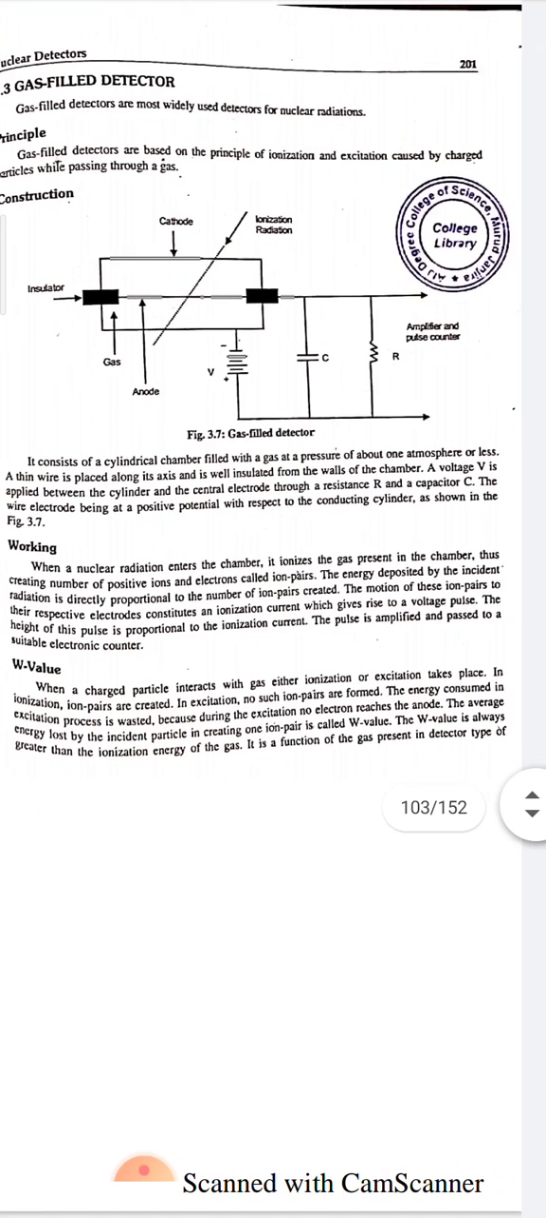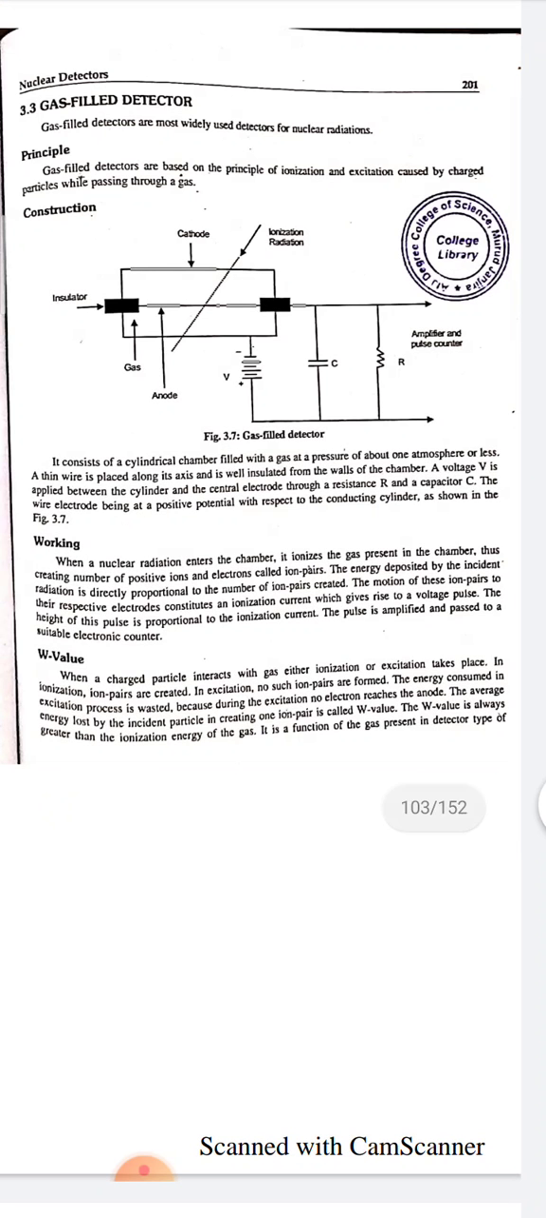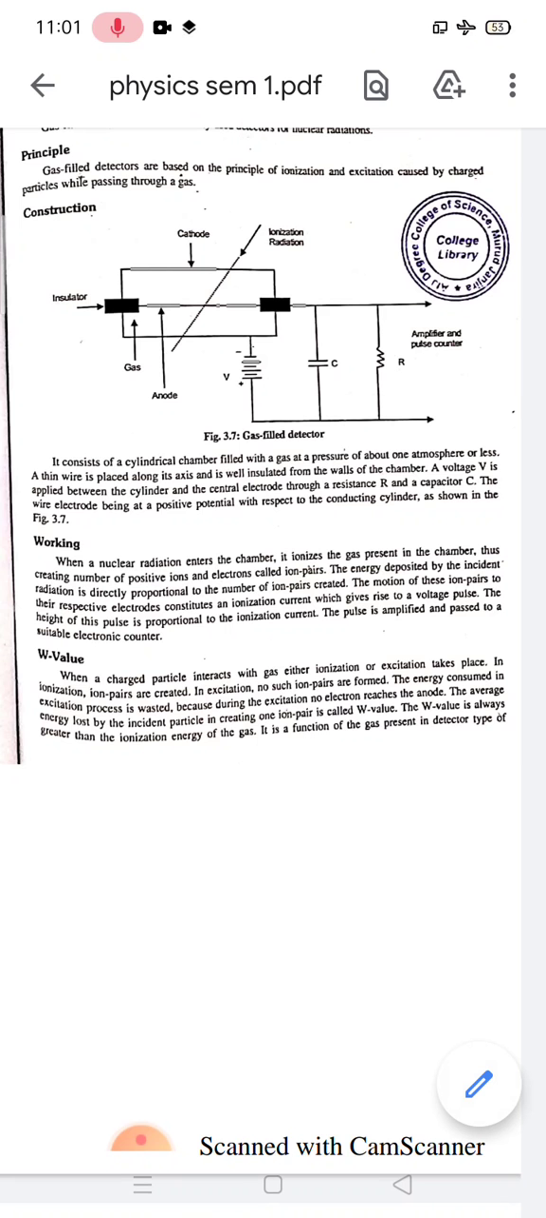Gas filled detectors are based on the principle of ionization and excitation caused by charged particles while passing through a gas. Here the construction is shown. You can see the cathode is there, anode is there. Then the insulator is there, ionizing radiation is there, gas is there. Then the electrical circuit is there. It consists of a cylindrical chamber filled with gas at a pressure of about 1 atmosphere or less. A thin wire is placed along its axis.